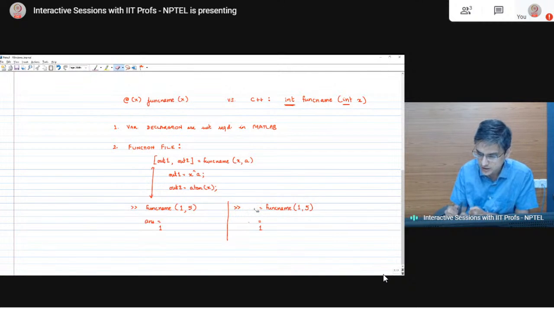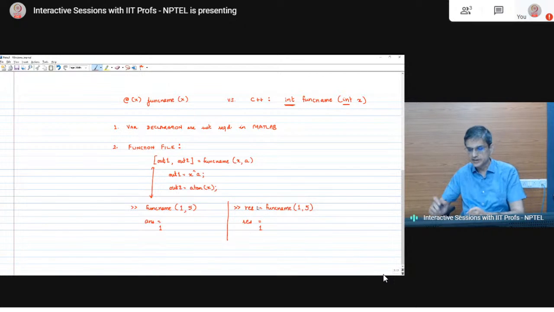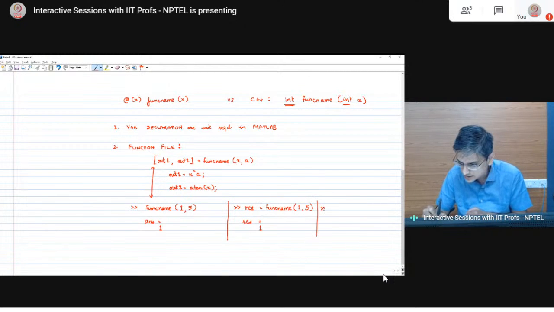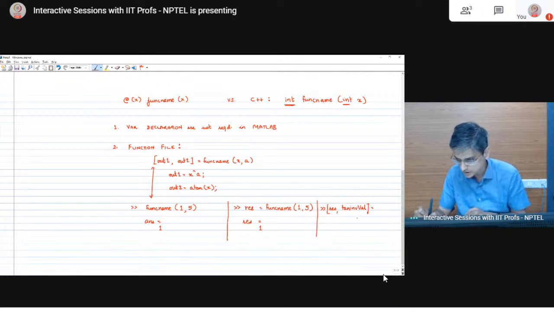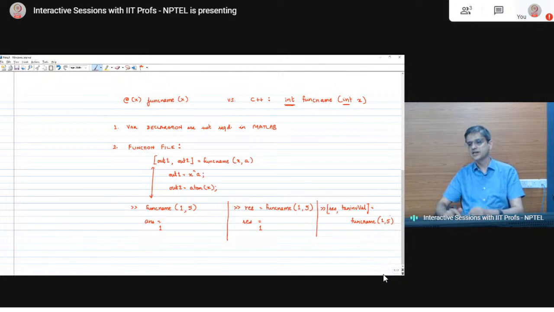Most people won't put it like this, but very likely you would do something like res equal to, where res stands for result, and this is what you will get if you are calling this as res comma tan in val equal to func name 1 comma 5. Then res will get the value of 1, tan in val will get the value of 5. This is how functions work.